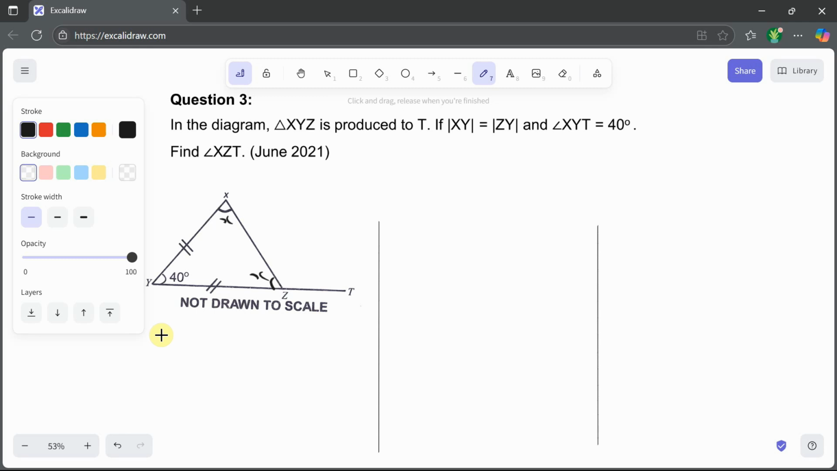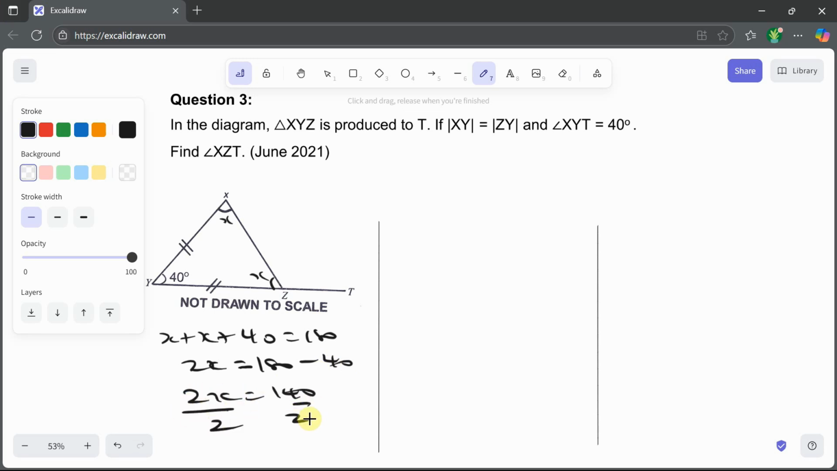So I could say x plus 40 is equal to 180. If it's a theory question, please give a reason. So that will be 2x is equal to 180. Carry this 40 over, that will be minus 40. Your 2x will be equal to 140. And if I divide both sides by 2, my x is equal to 70 degrees. Great. So this guy is 70 degrees.